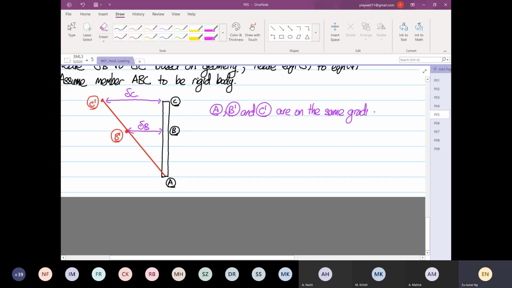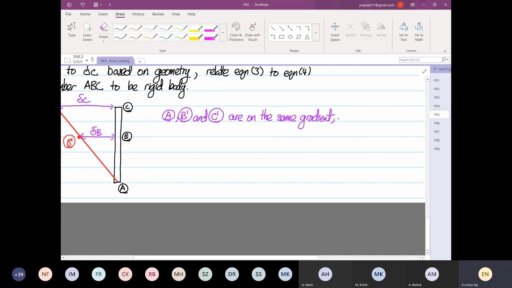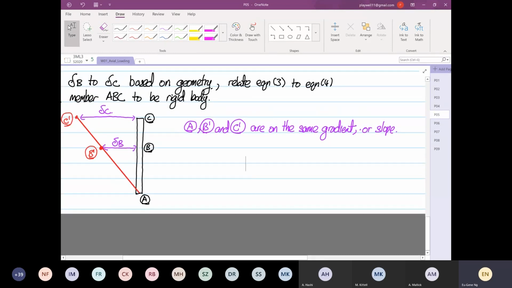So some of you might say they are on the same slope. So this makes our life easier, okay? So that's why we make the assumption in rigid body, okay? If not, you're going to have mayhem, okay? You're going to go crazy.